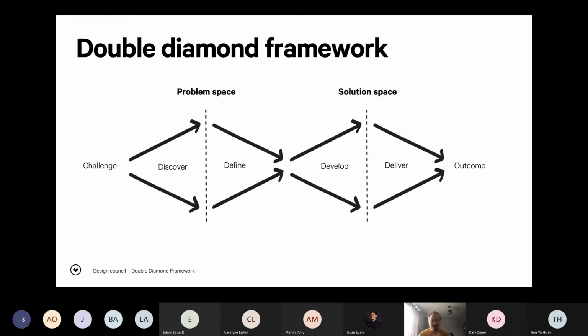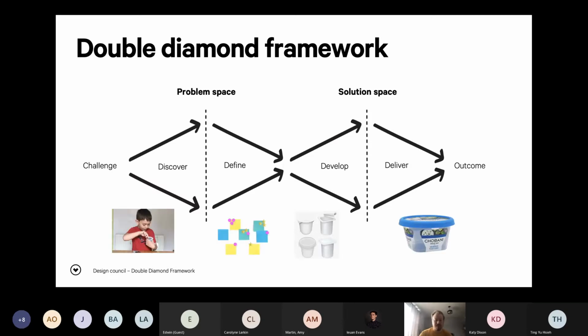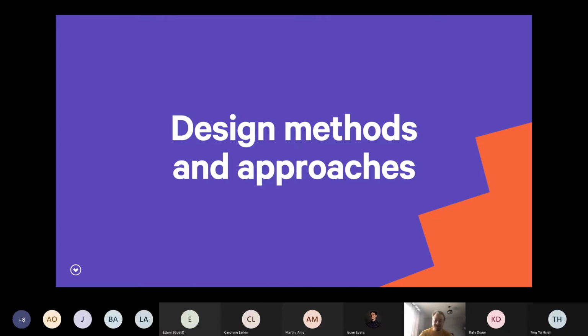And this is the double diamond framework. If anyone's familiar with that, it's from the Design Council. They looked at thousands and thousands of designers and what the common things are that they do, and they came up with this double diamond framework, and it fits very nicely with design thinking. So you have a challenge, you discover some things, define some things, develop, deliver an outcome. And that's probably what would come up if you search design thinking. But it fits very nicely with the double diamond around problem space, solution space. And that's what it looks like.